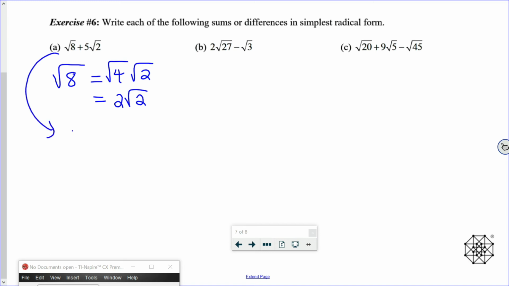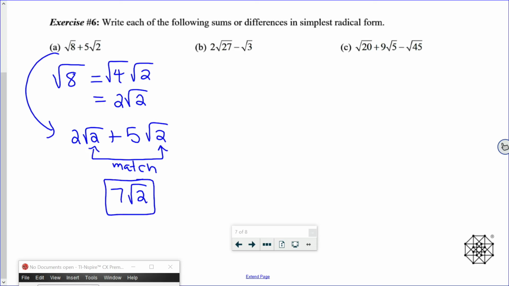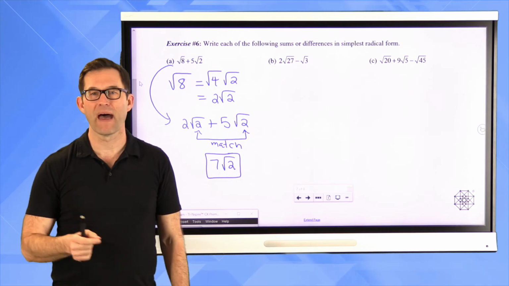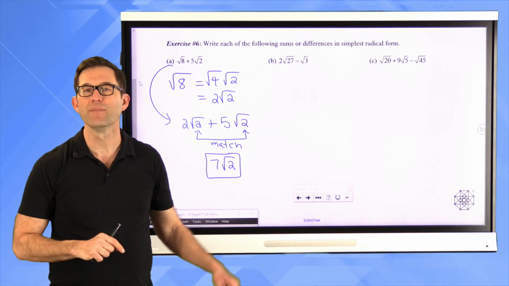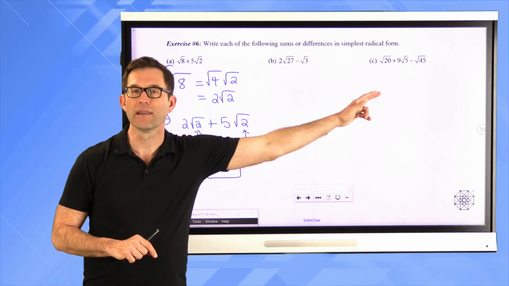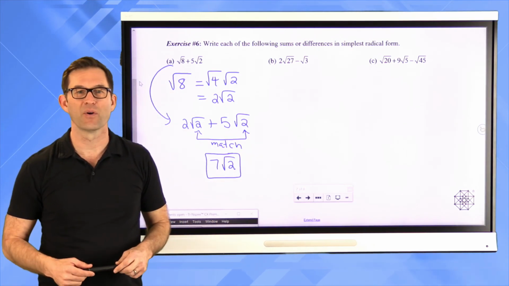So this now becomes 2 times the square root of 2 plus 5 times the square root of 2. Now, because these two match, right? Because these two are the same, I can now say that's 7 times the square root of 2. All right, but they must match each other. All right, play around with letter B and letter C, see what you get, and then we'll go through them.